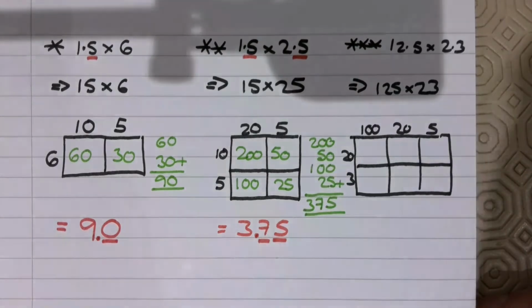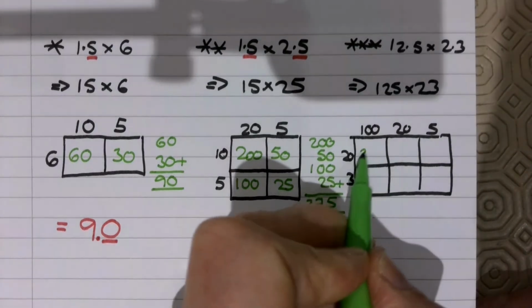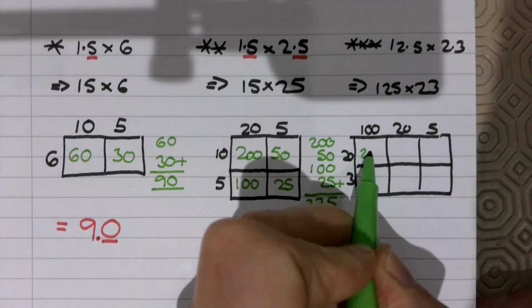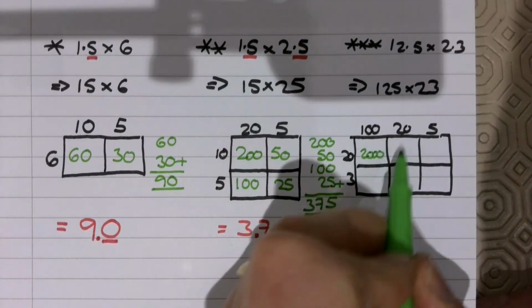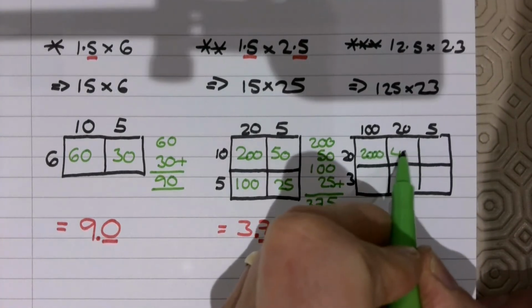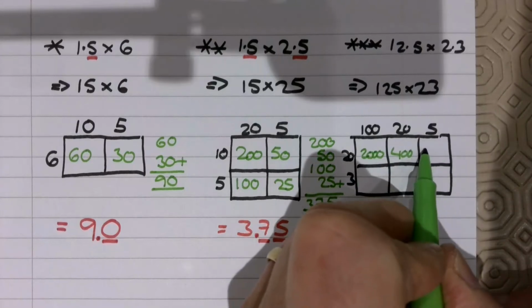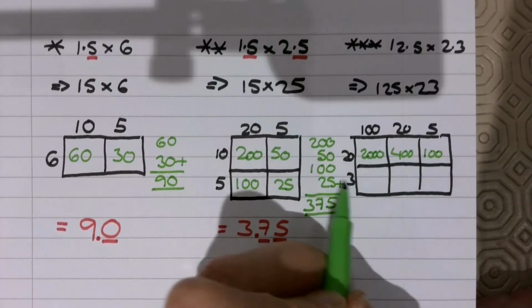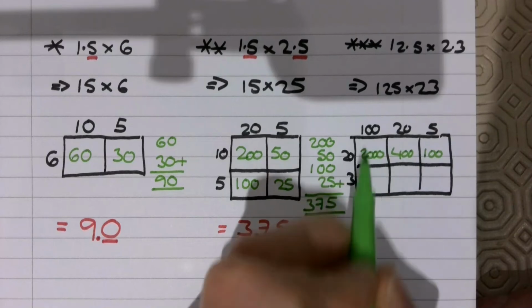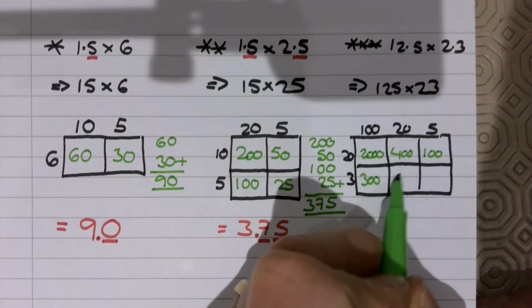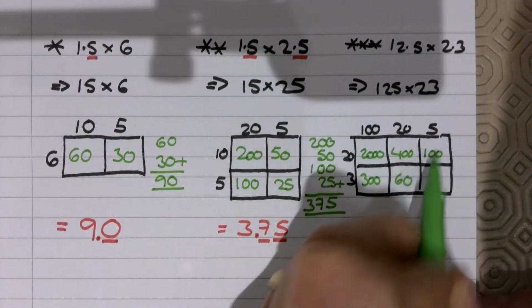So we multiply into the grid. 2 times 1 is 2, add the 1, 2, 3, 3 zeros. 2 times 2 is 4, add the 2 zeros in that. 2 times 5 is 10, add the 1 0. 3 times 1 is 3, add the 2 zeros up there. 3 times 2 is 6, add that 0. 3 times 5 is 15.